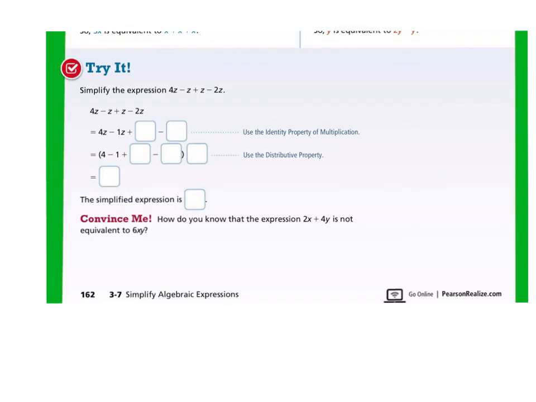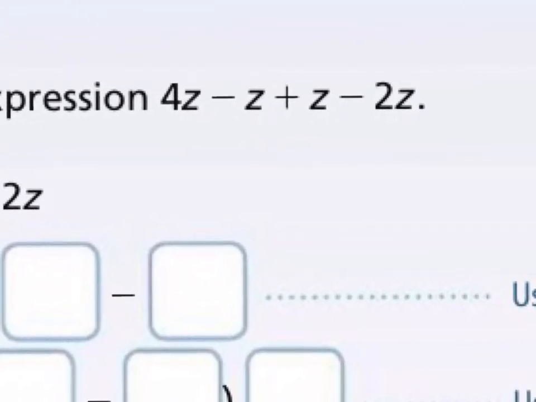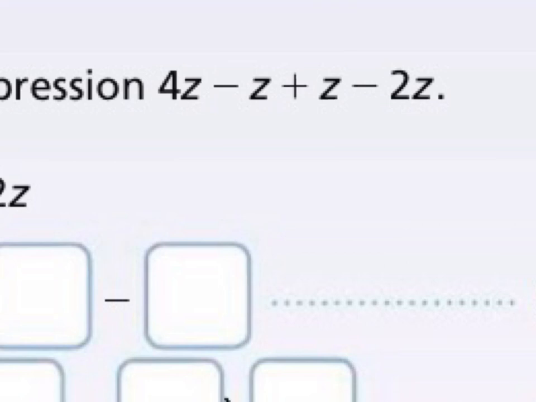So if you look at the try it, they want us to simplify this expression. So the first thing I'm going to do is put 1s in front of the z's. And then I'm going to try to combine some terms together. If you'll notice, all of these terms have z's, so these are all like terms. We can combine all of them together.